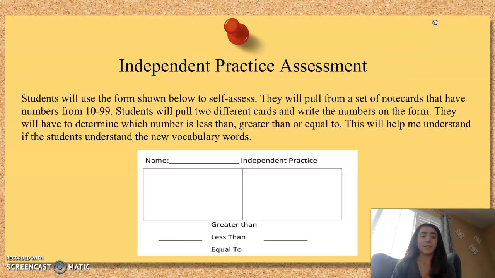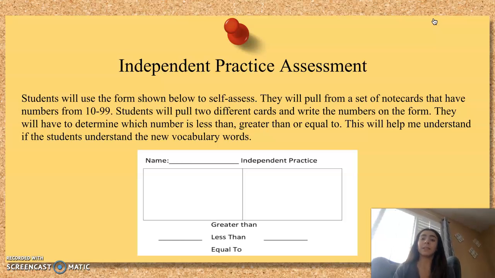Independent practice assessment: students will use the form shown below to self-assess. They will pull from a set of note cards that have the numbers from 10 to 99. Students will pull two different cards and write the numbers on the form. They will have to determine which number is less than, greater than, or equal to. This will help me understand if the students understand the new vocabulary words.